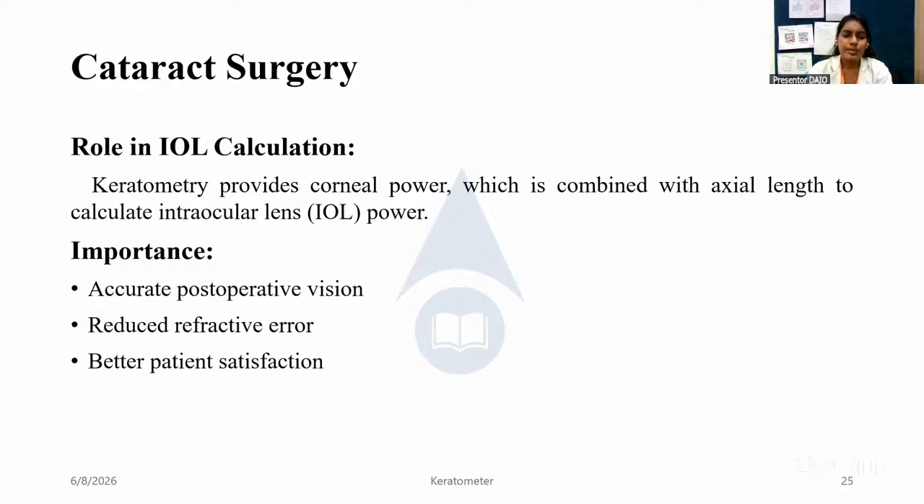Cataract surgery. Role in IOL calculation. Keratometry provides a corneal power which is combined with the axial length to calculate the intraocular lens power. Importance: accurate post-operative vision, and it reduces the refractive error after cataract surgery. Better patient satisfaction.